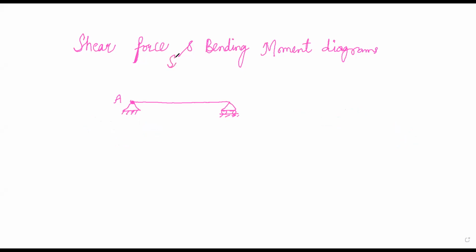So we call this beam a simply supported beam. Now in this simply supported beam, let's suppose we have applied a uniformly distributed load, UDL, such that the intensity of the load is uniform, that is W. And the span of the beam, that is the length of the beam, is, for example, equal to L.